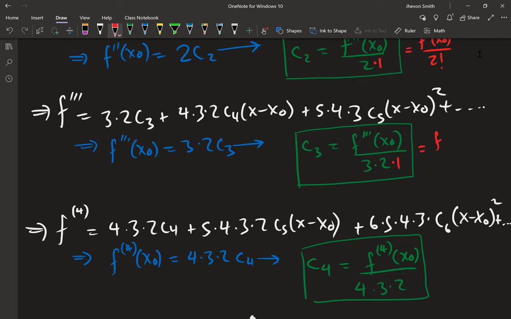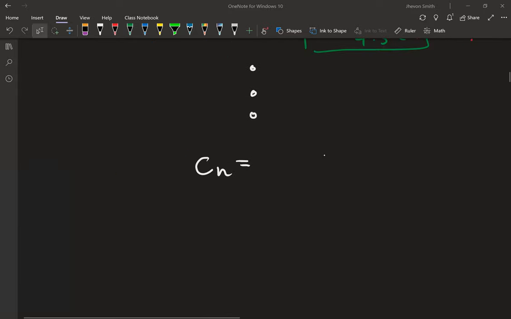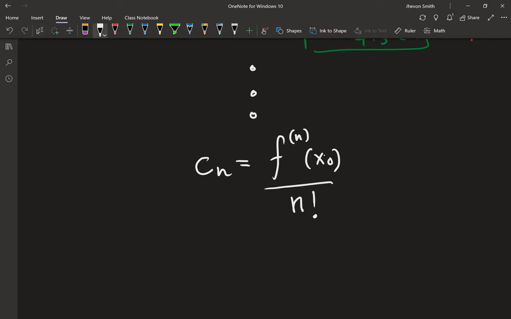And this is going to be f triple prime over 3 factorial. This one, again, I can append with a 1, and I can think of that as f to the 4th prime evaluated at x naught over 4 factorial. This ultimately leads me to this general pattern: for every cn, the coefficient will be given by the nth derivative evaluated at the point where the series is centered about, divided by n factorial.